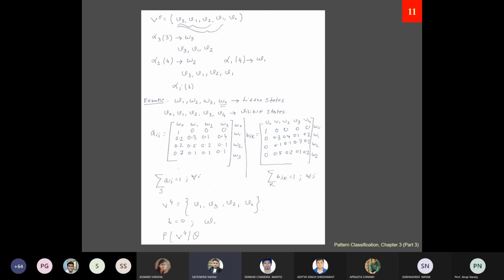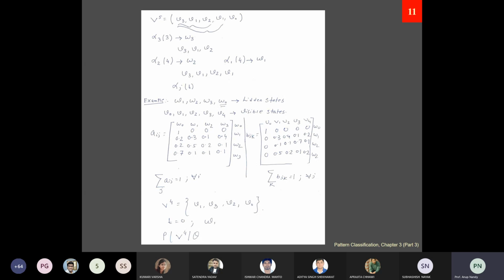Sir, because W0 is an acceptance state, a hidden state. Yes, W0 is an accepting state, the goal state, and as I already told you, it only generates an output symbol that is V0. So as the probability is 1, it is generating only one visible state, V0, and the rest of the visible symbols cannot be generated by this hidden state.